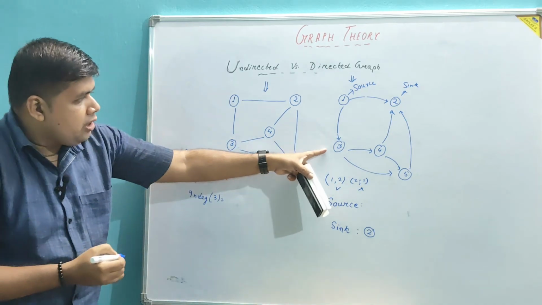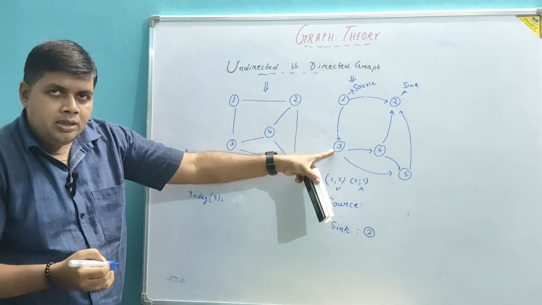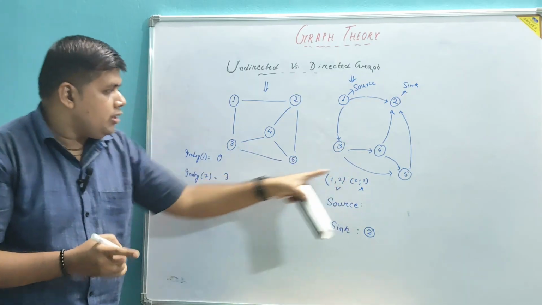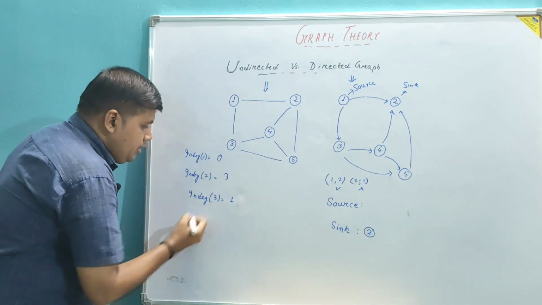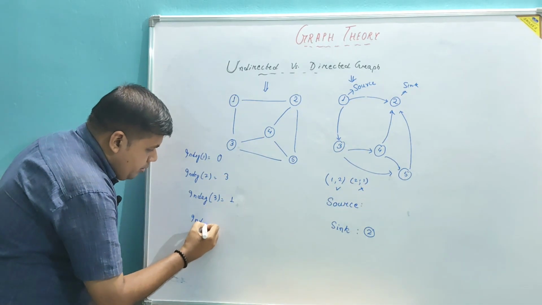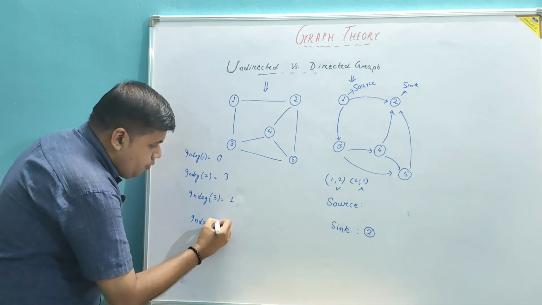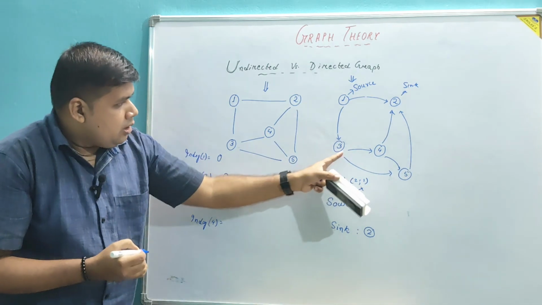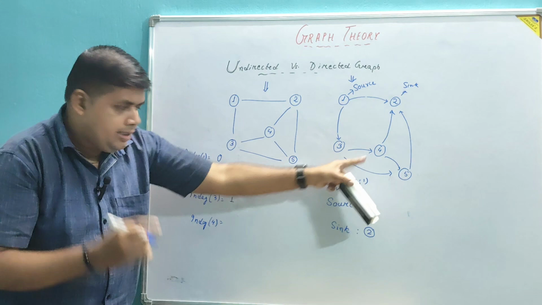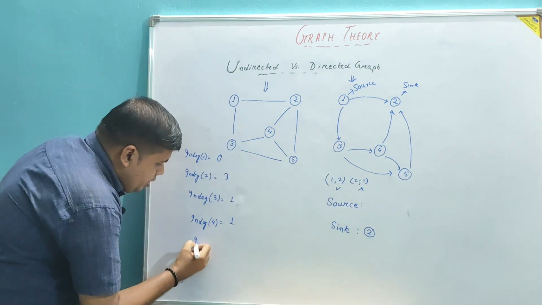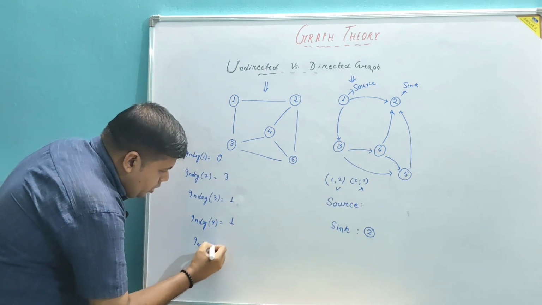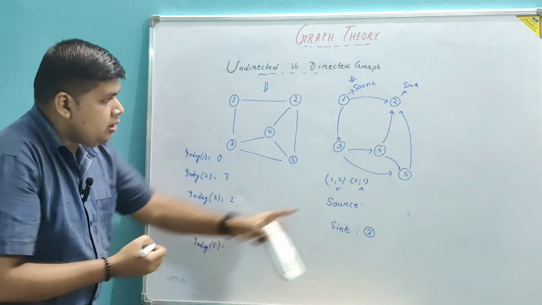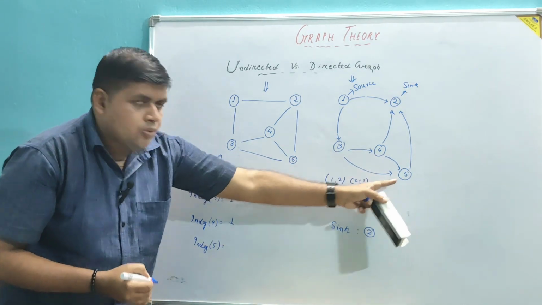For node 3, how many in degrees are there? 1. However, there are 2 out degrees. So in degree is 1. In degree for node 4 is 1. Similarly, in degree for node 5 is 2.